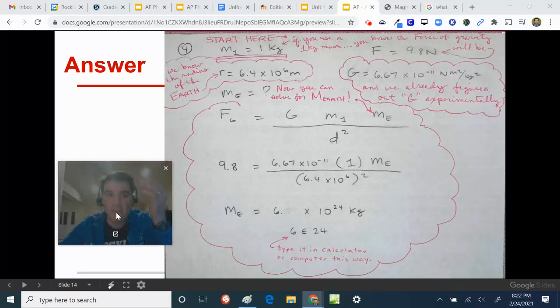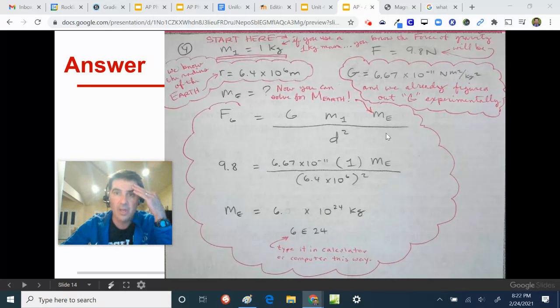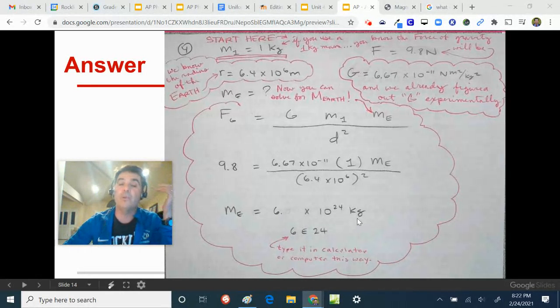So just mentally, once you get that far, you're like, boom, I got it. The mass of the Earth is actually 6 times 10 to the 24th kilograms. That's a lot of kilograms, 6 times 10 to the 24th. In your calculator, you write it like that, 6E24. There's an EE button on your calculator. Make sure you're using the EE button on your calculator, right? And that's the idea. That's wicked awesome.